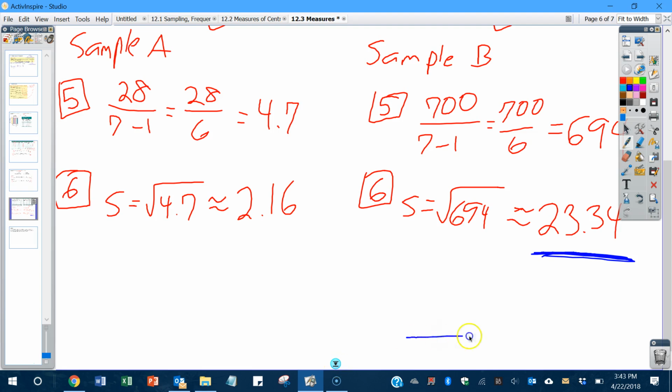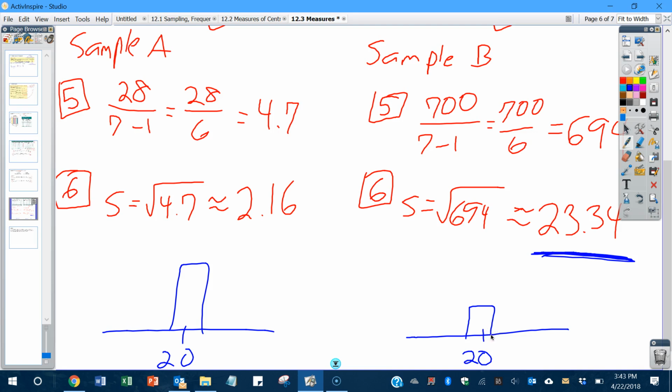All that is to say, if I were to have a histogram of this data, they would both have means of 20. You know, the highest parts would be like that, but sample A would not be spread out very much, whereas sample B might look more like this. You can see the mean is 20, but you can also see it spread out a whole lot more, whereas sample A is not spread out. The standard deviation is a lot less. Here the standard deviation is greater.